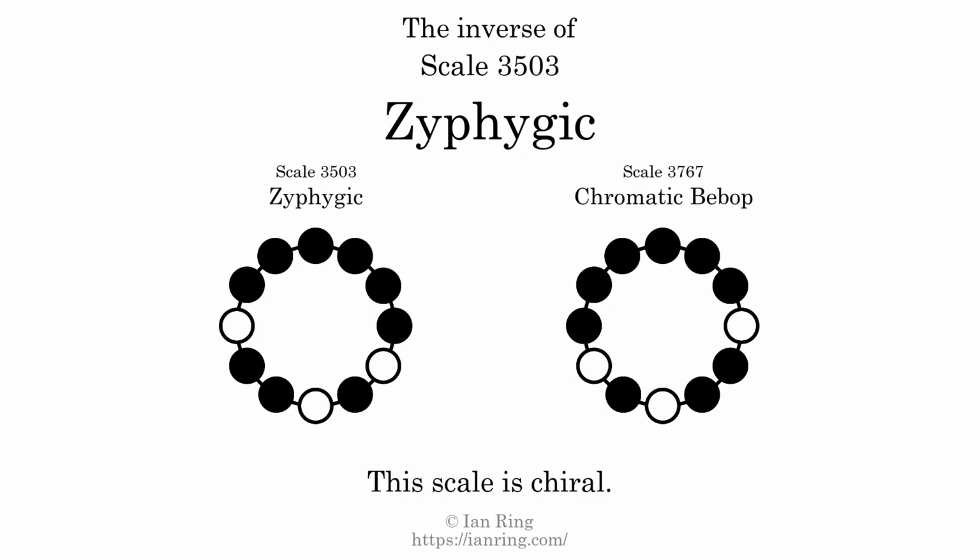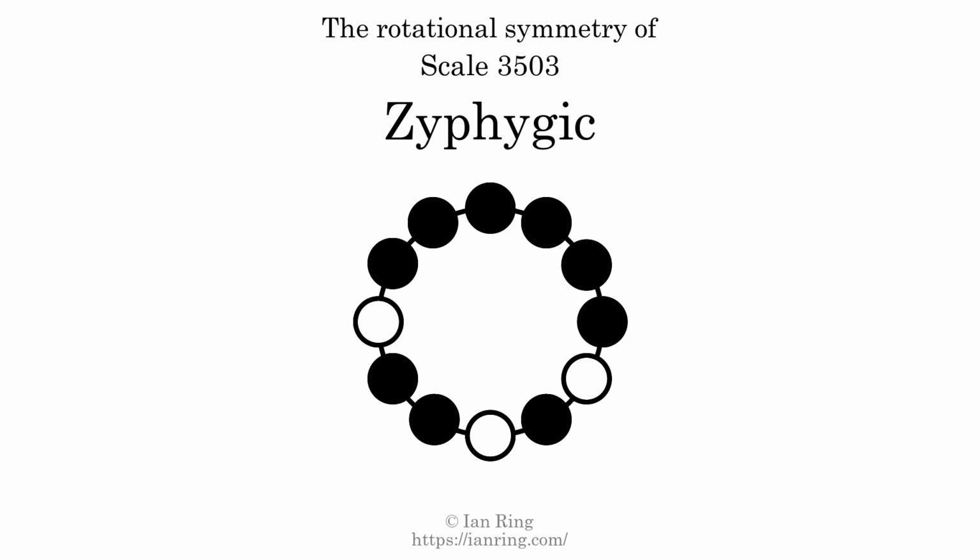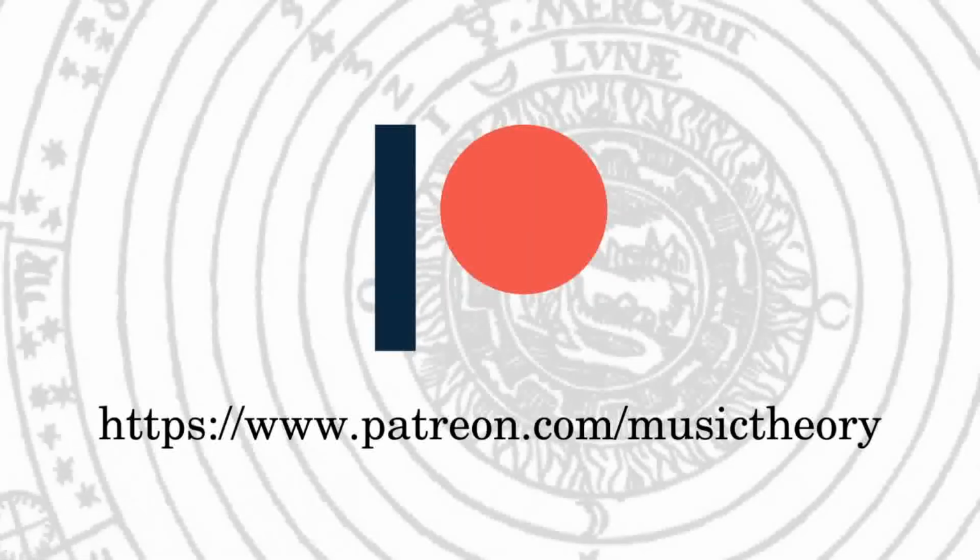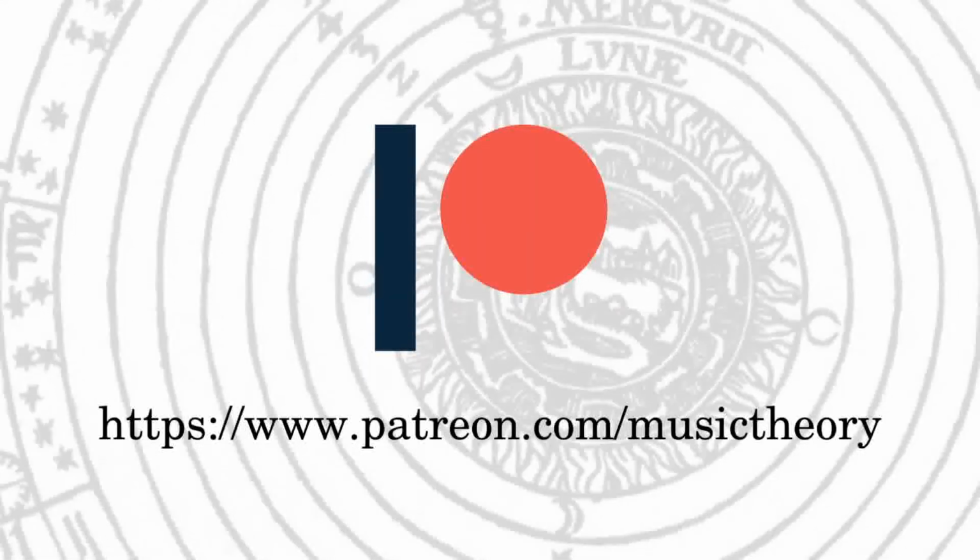The inverse of a scale is a mirror image. It is what you get when the sequence of intervals is reversed. The inverse of this scale is scale 3767, also known as chromatic bebop. This scale is chiral. It cannot transform into its inverse by rotational transformation. This scale has no rotational symmetry. For even more detail about this scale, visit ianring.com/musictheory/scales/3503.